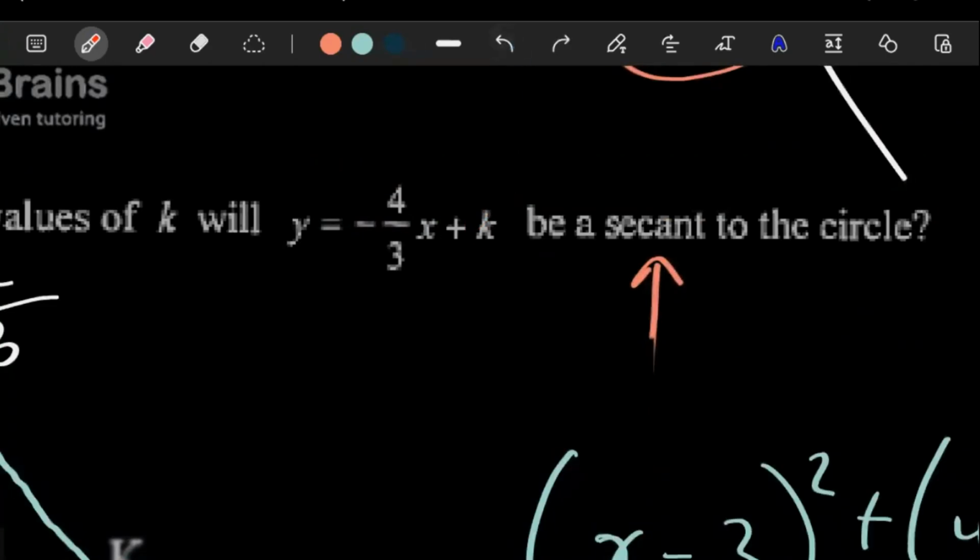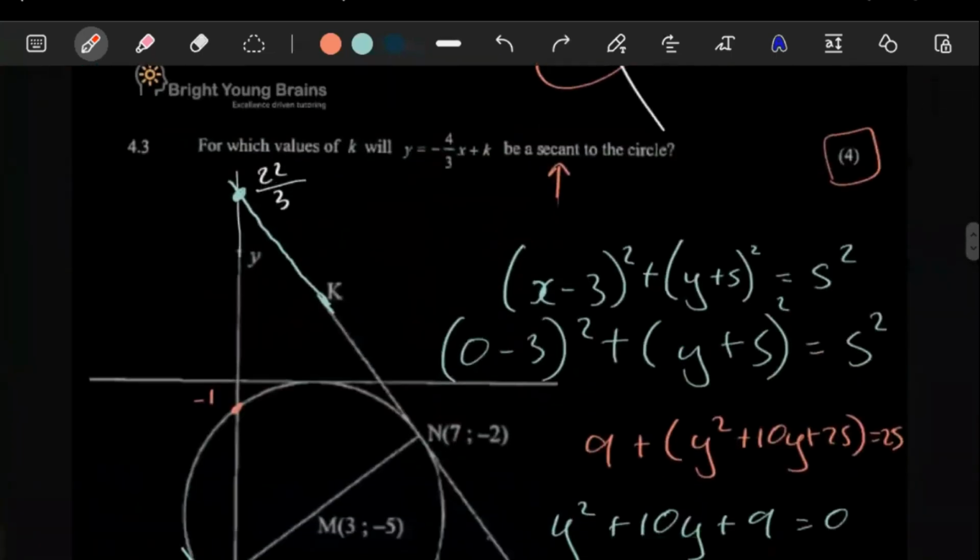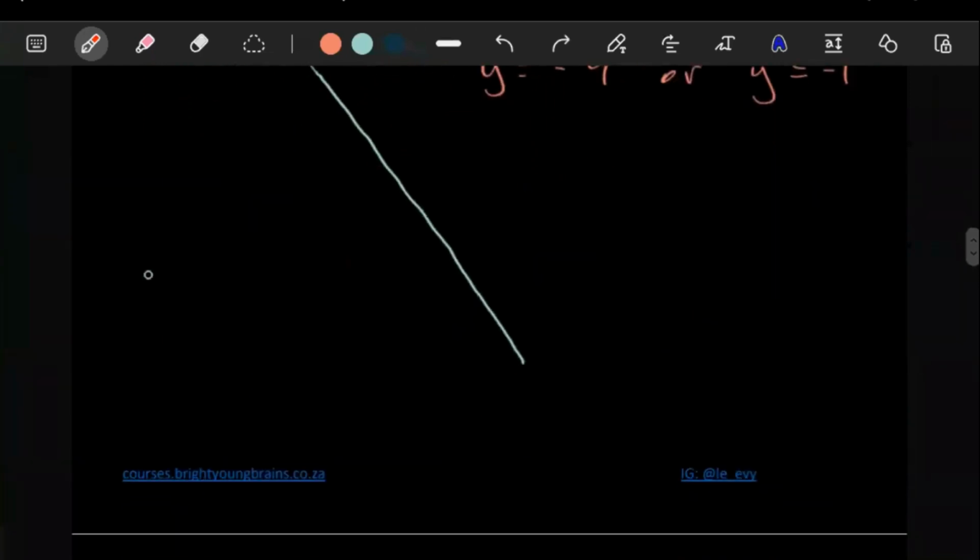This y-intercept here, you have to now be careful. It has to be between 22/3 and -9. So you're going to say your k values need to be lower than 22/3, and they need to be bigger than -9. You see, if they can be between those two, then you know that you are good to go.